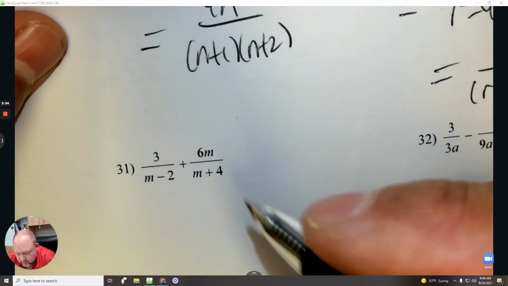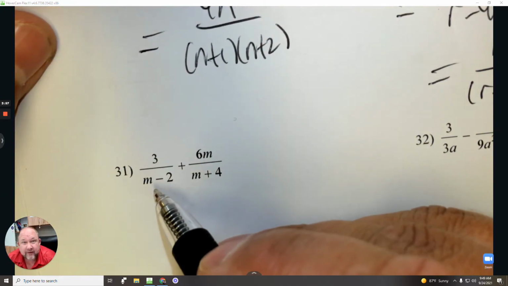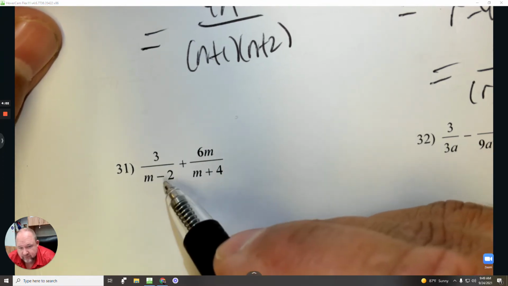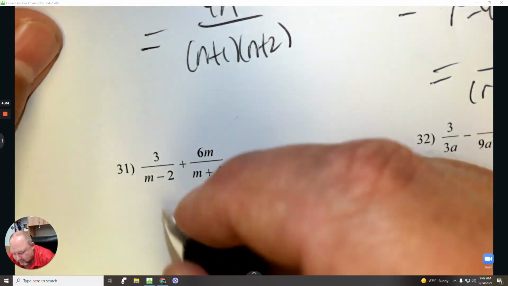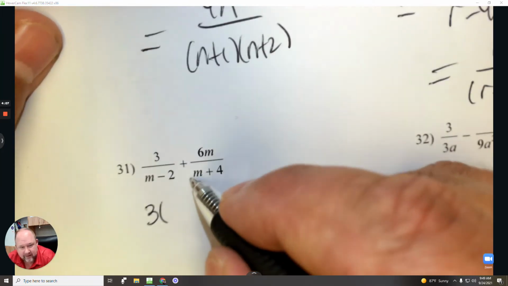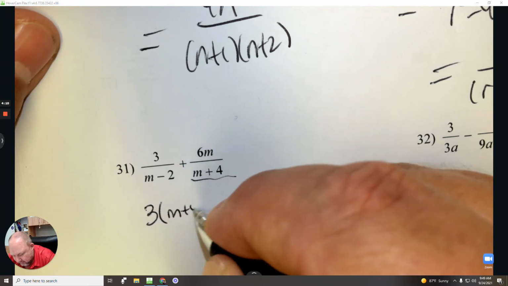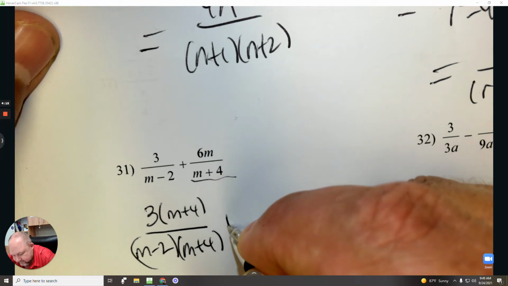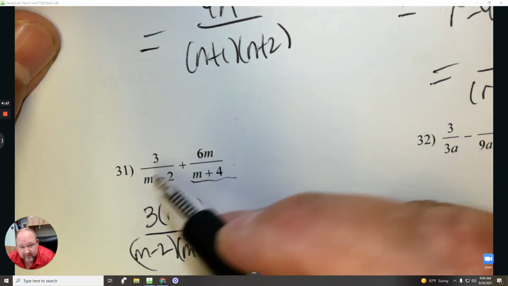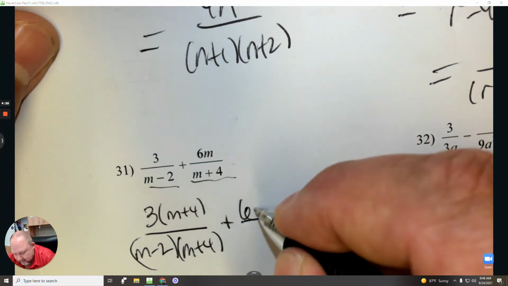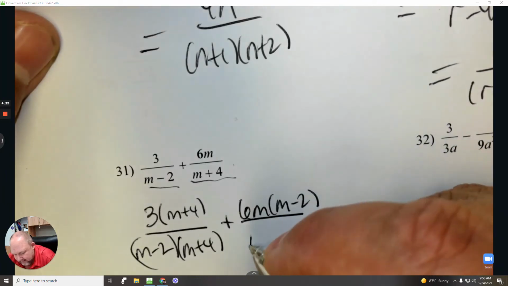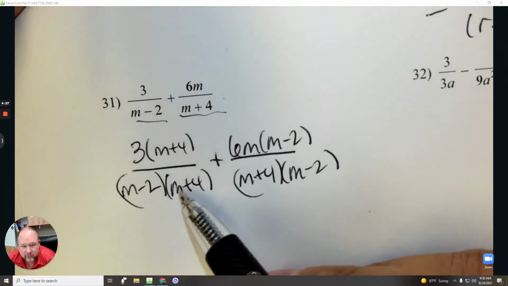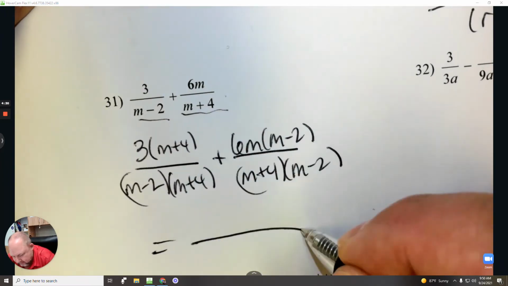Number 31, these are not common denominators. So these are a little more challenging. The first thing I look at is, are the denominators prime or are they factorable? These are both prime. And now, how do I make common denominators? I'm going to take the other denominator, m plus 4, and multiply top and bottom times that m plus 4. I'm going to do the same thing on the right side. I'm going to take m subtract 2 and multiply the numerator and the denominator by m subtract 2. Now, order doesn't matter when you multiply, so these are common denominators.